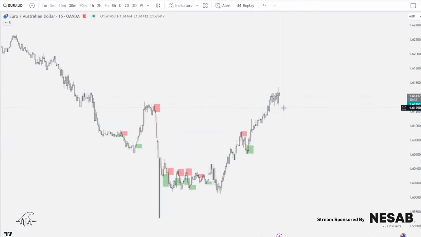We're still looking for this gap down here at the moment. We are waiting for that gap.